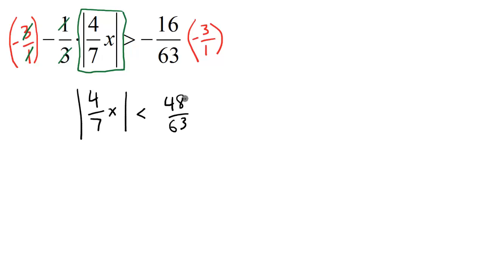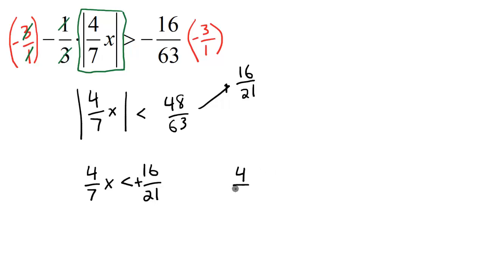So now we're good to go. I'll also reduce 48 over 63, and I believe that is 16/21, because a 3 divides into both of those. So now we want to do our positive version and our negative version. So I'll write out 4/7 x less than 16/21. That'll be our positive version. Then we've got 4/7 x is greater than a negative 16/21. So remember, on the negative version we have to flip the inequality symbol, and then we'll keep going from there.